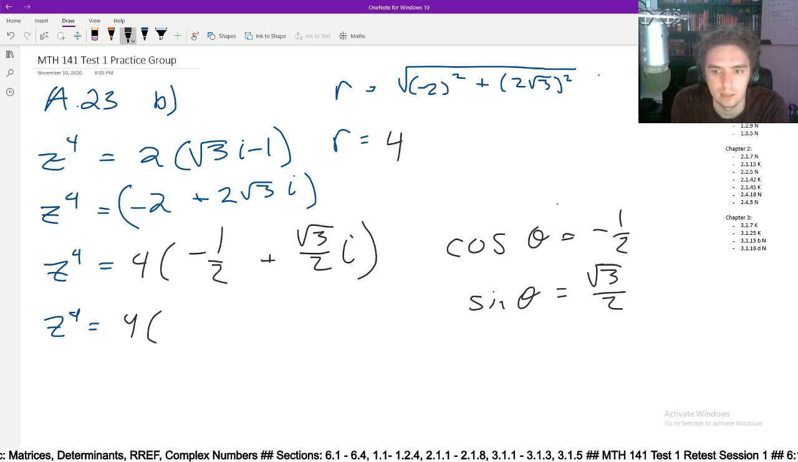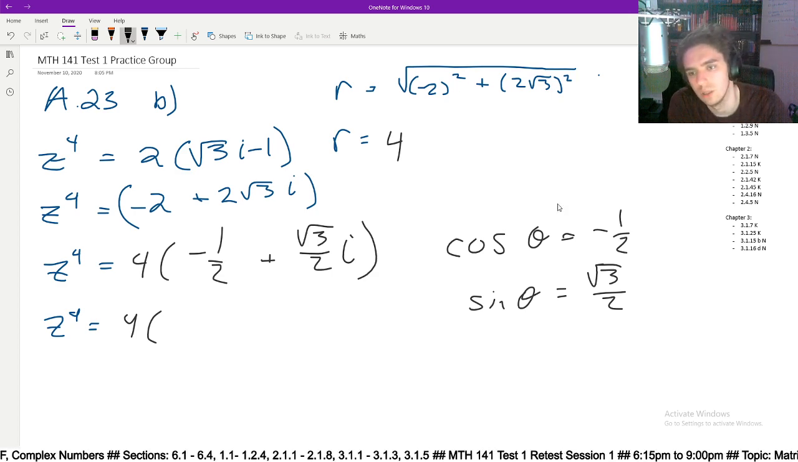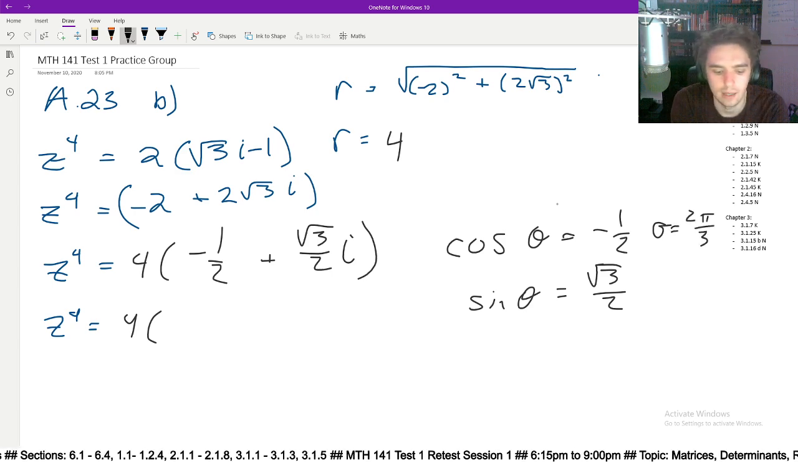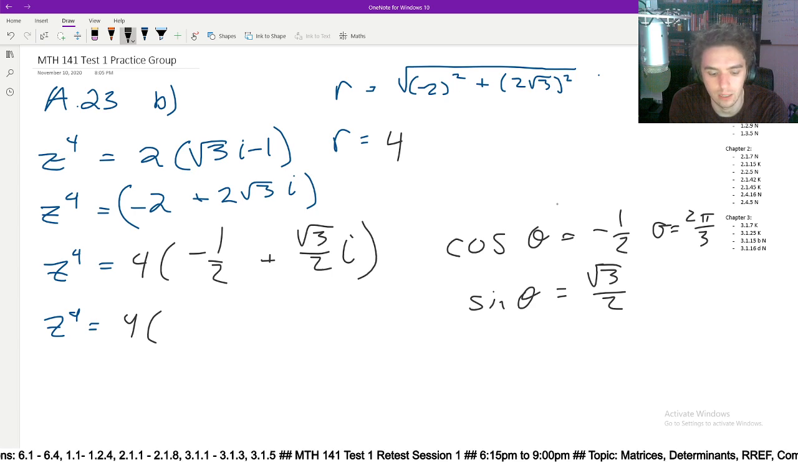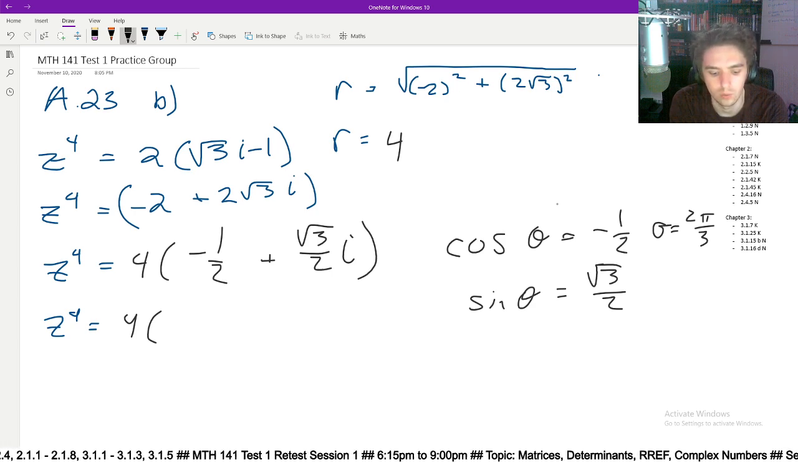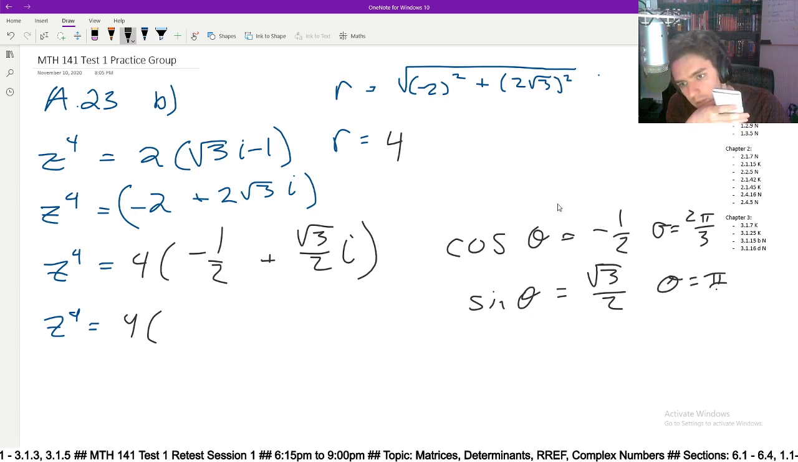Let's look at this. So cos inverse of negative a half, so that's 2 pi over 3. This tells us theta is 2 pi over 3, and this will probably tell us a different story. Sine inverse of root 3 over 2 is pi over 3. So which one is it?